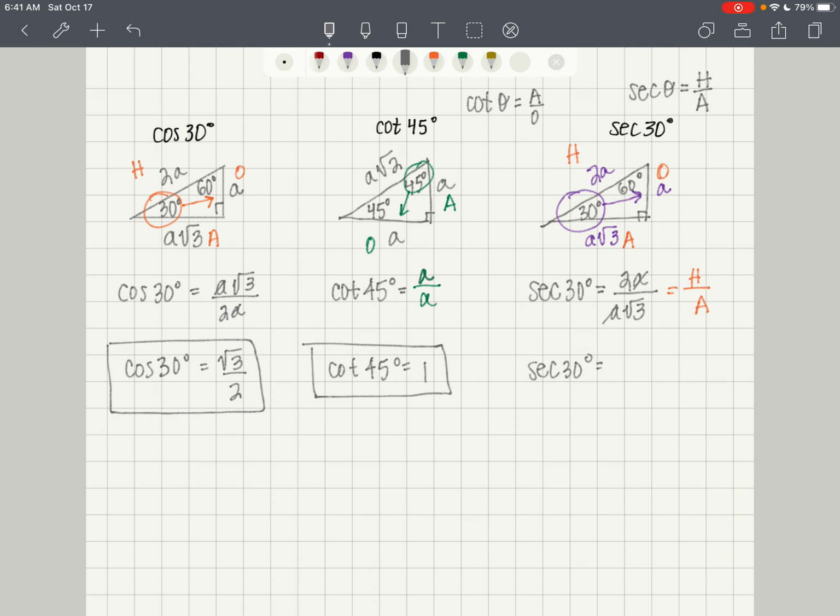The secant of 30 degrees is 2 over the square root of 3, but when we rationalize that, we get 2 times the square root of 3 over 3. So the secant of 30 degrees is equal to 2 times the square root of 3 over 3. And that introduces not only your special right triangles, but how we use them in trigonometry.